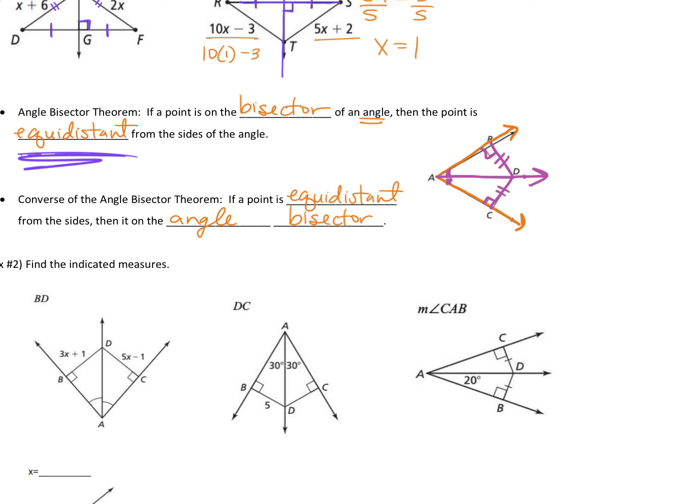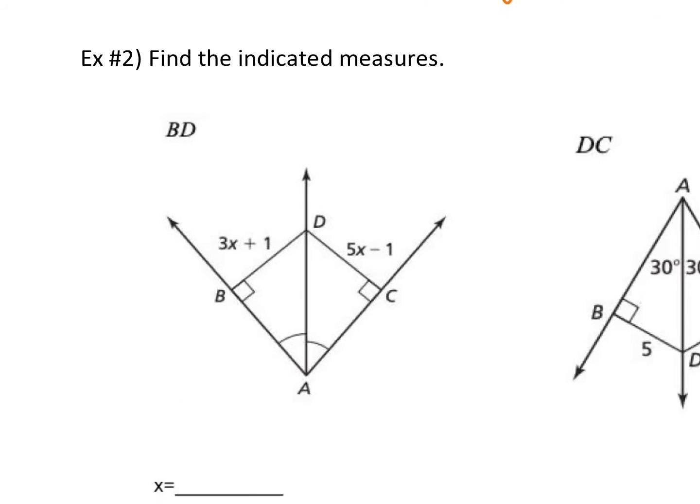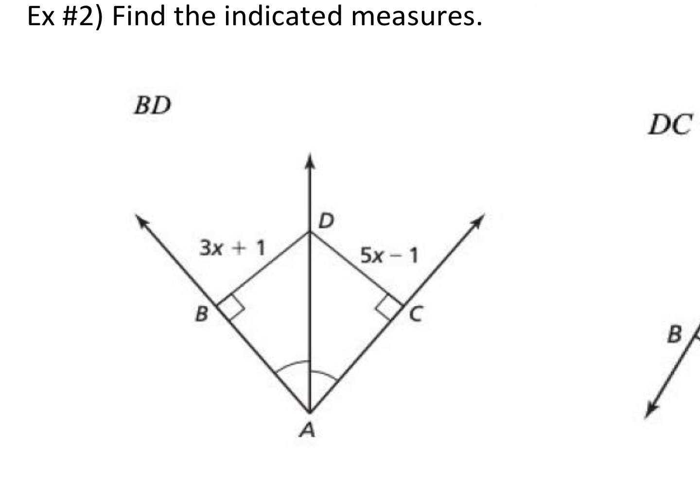Let me show you what you're going to do with these. Again, a whole lot of setting things equal, you guys. A whole lot of setting things equal. Look at this. They're asking you to find BD. These angles are congruent, meaning this is an angle bisector. Okay, and if it's on an angle bisector, like point D is on an angle bisector, then the distance to the angle is going to be the same in both directions.